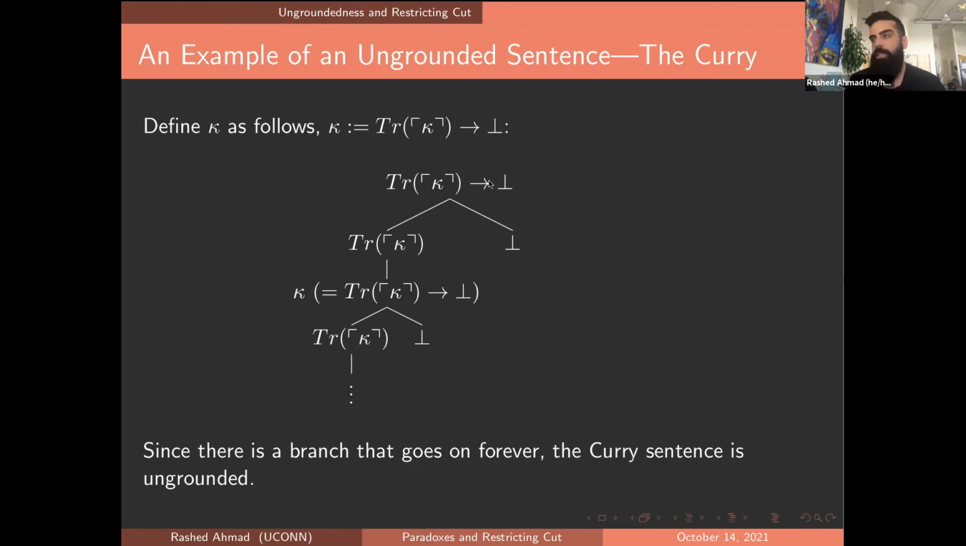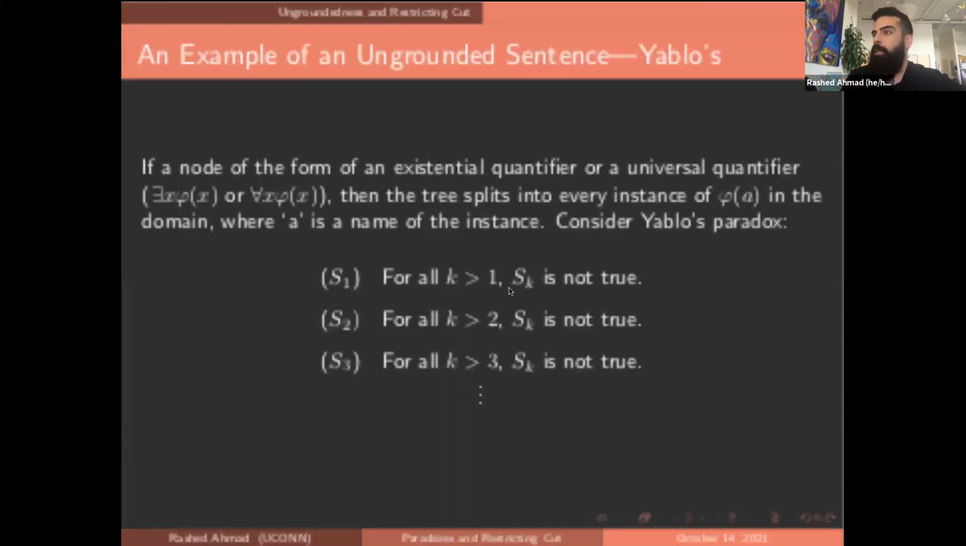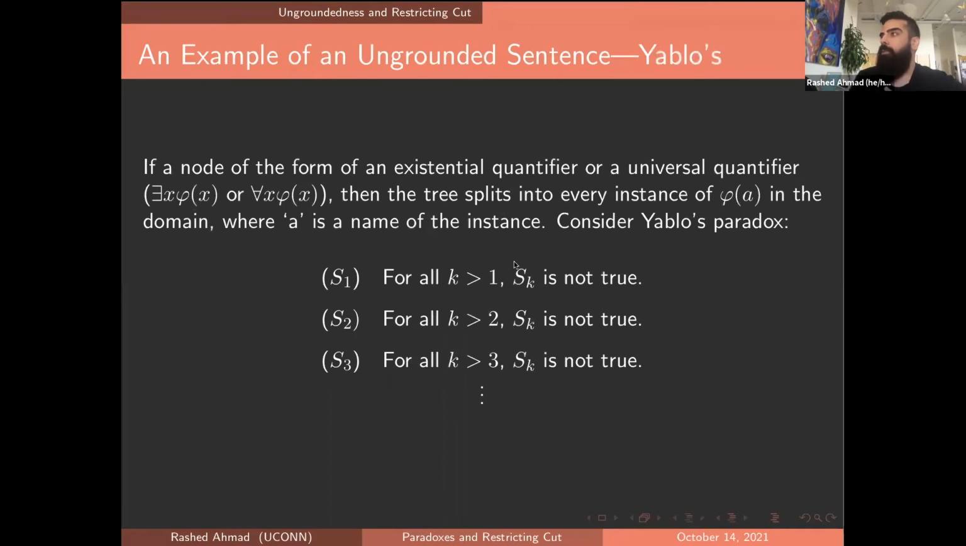So in any instance where we have an ungrounded sentence disjuncted or conjuncted with any other sentence, the whole sentence is going to be ungrounded, regardless whether that sentence is true or false, right? We're not going to talk a lot about quantifiers, but just for completion, existential quantifier and universal quantifier.